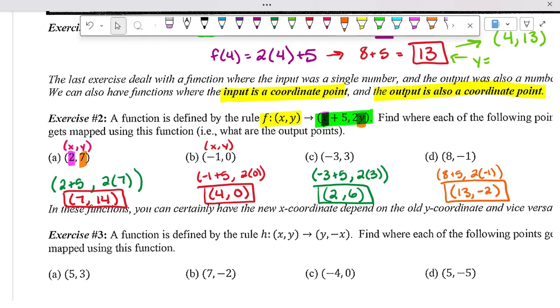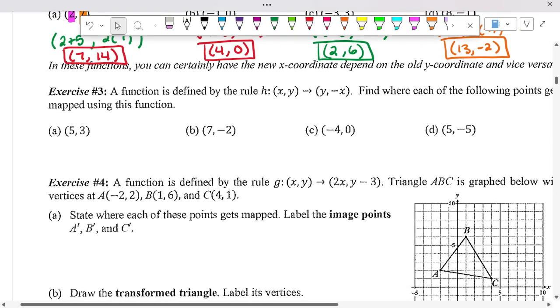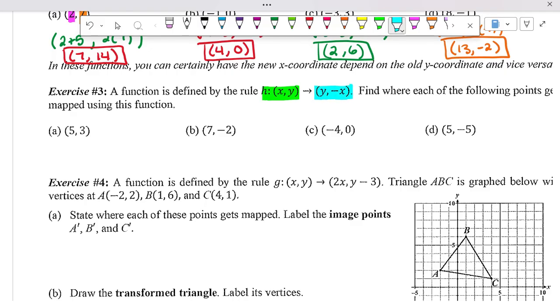All right. Exercise 3. Very, very similar. But look at what happens. So this is our original. So if we're given the point x, y, this is what we turn it into. So someone explain to me what happens. So the x and the y flipped. What else happened? The x became negative. All right. So think about that as we do the next example.